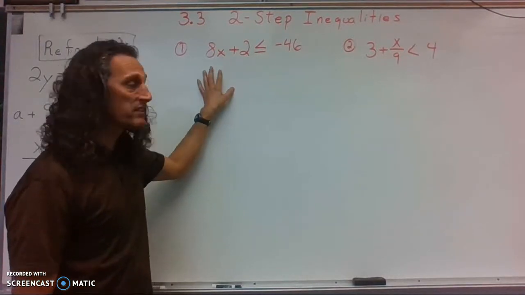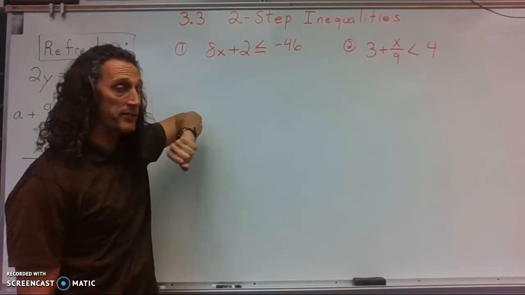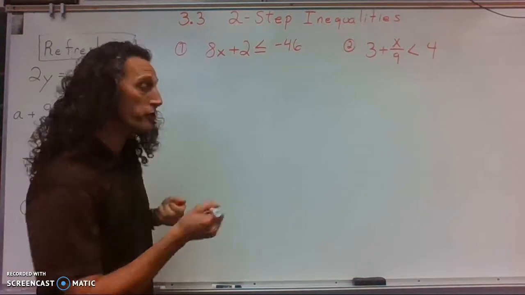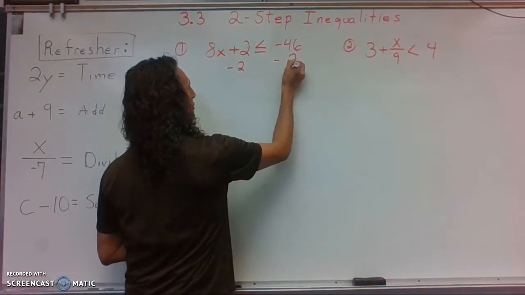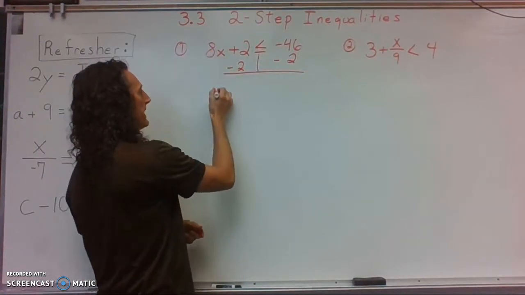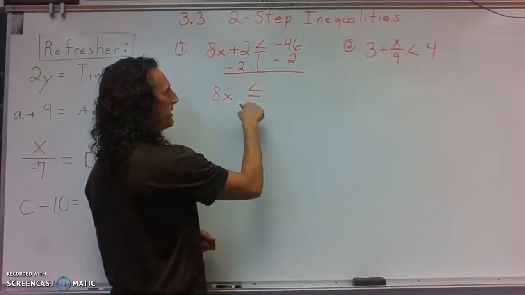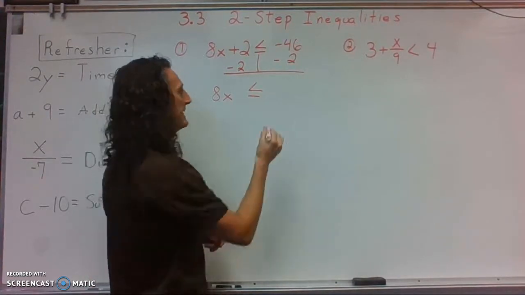This is 8x plus 2 is less than or equal to negative 46. So again, solving two-step inequalities, we're going to get rid of that plus 2 first. So we're going to go minus 2. We do that to both sides. There's my 0. Drop down the 8x. I can drop down my less than or equal to sign, pointing that way. And then negative 46 and a negative 2 make a negative 48.